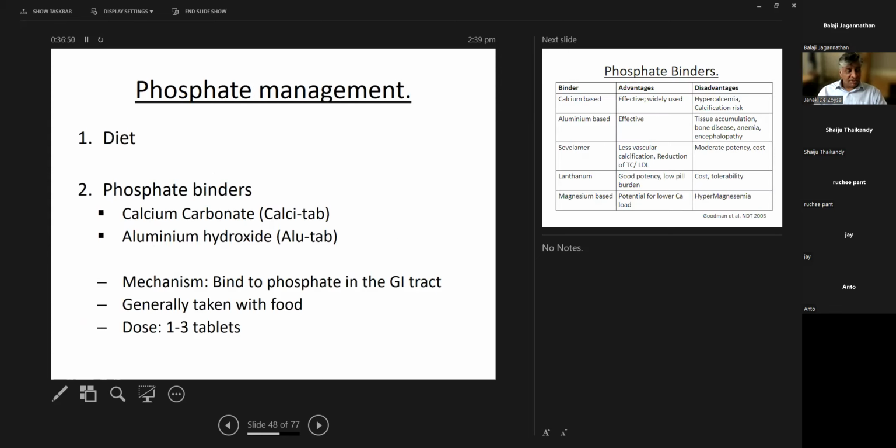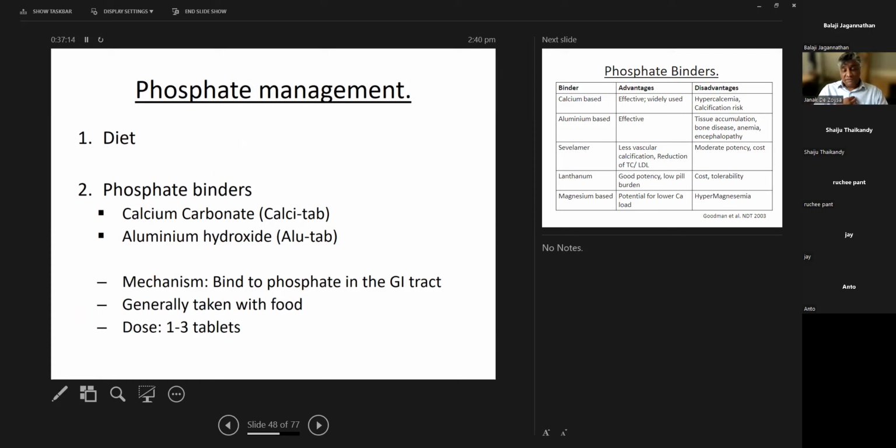So how do we manage this? The first thing is lifestyle changes. We ask the patient to cut down on phosphate in the diet. Secondly, we give them tablets which bind phosphate. And these tablets are generally taken just before or with meals. And the two that we have readily available in New Zealand are calcium carbonate and aluminium hydroxide.